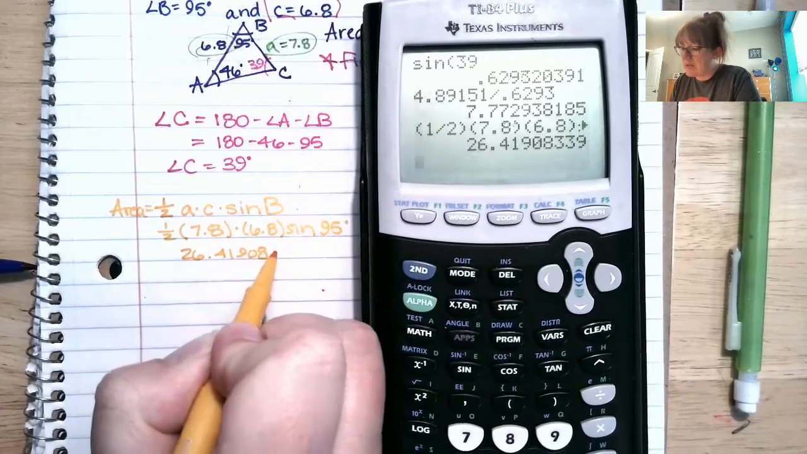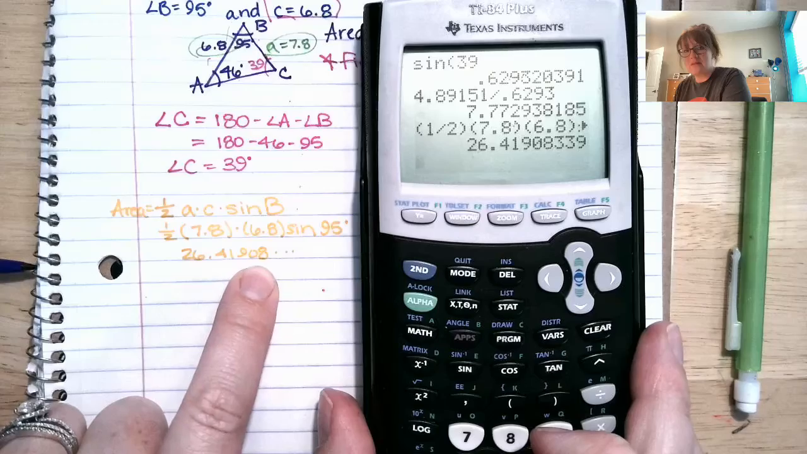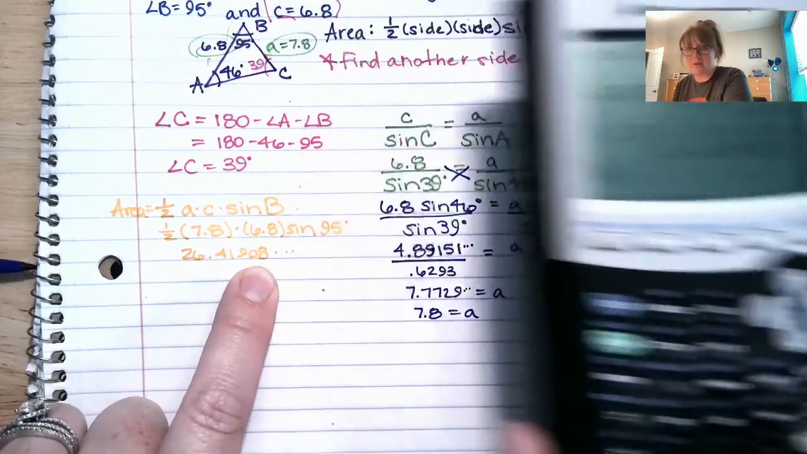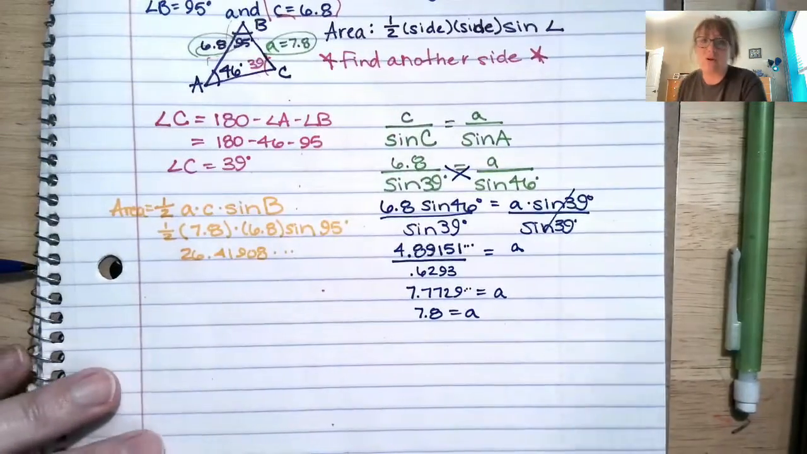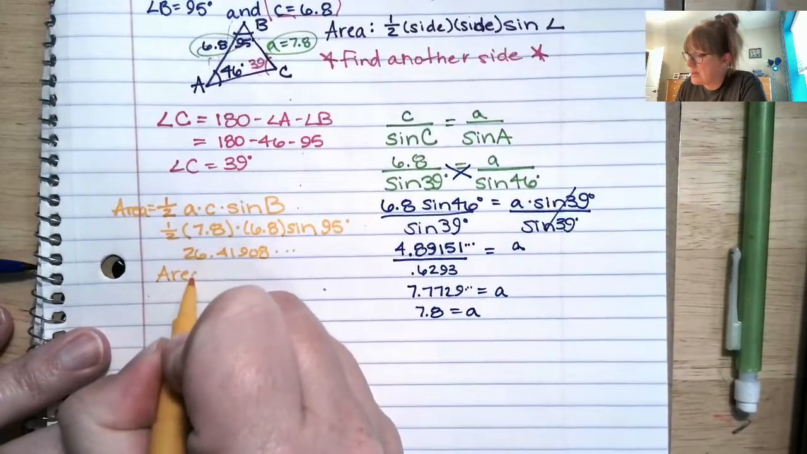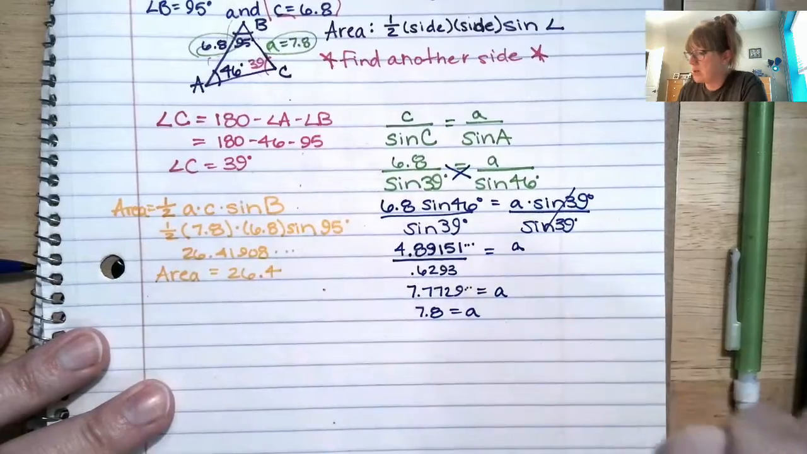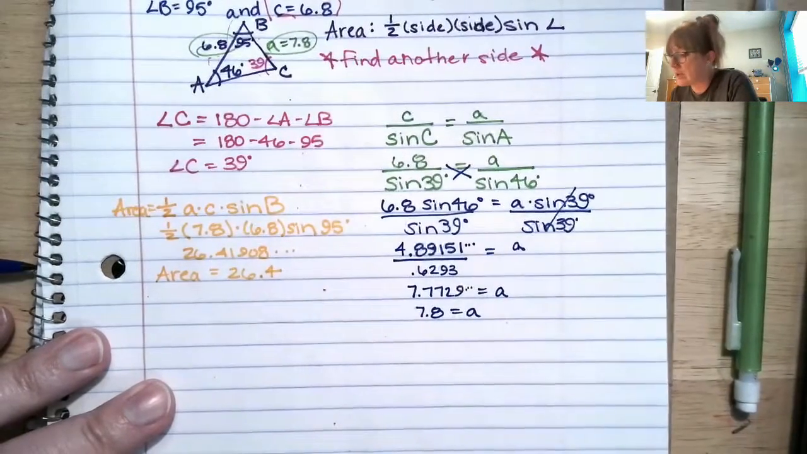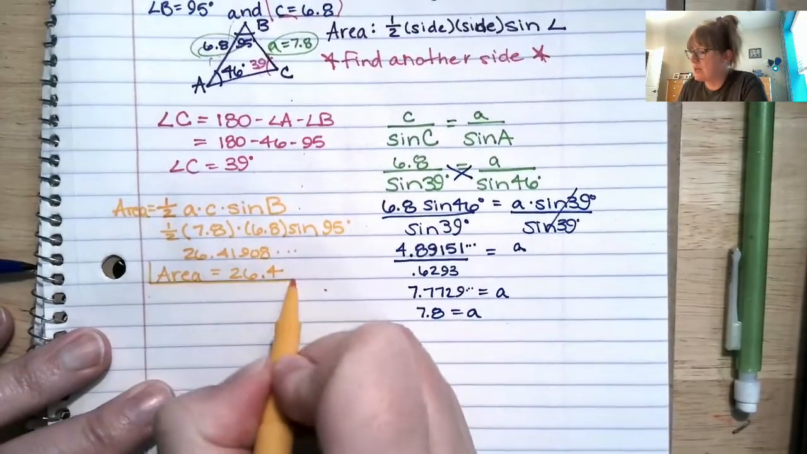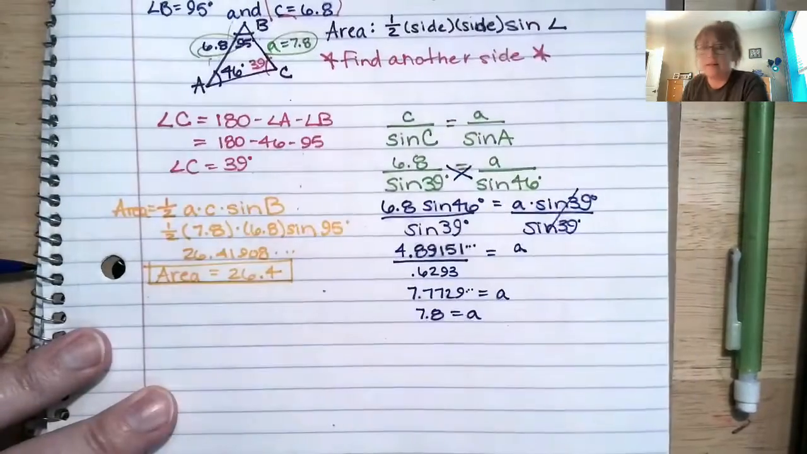26.41908. If you did a little bit at a time, you might be a little off closer towards the end of this decimal here, which is fine. It's not going to make that big of a difference to affect the answer of our problem here. Okay, so we're going to say the area is 26.4 whatever units we're talking about. They didn't give us the units, so we're good. That's the area of the triangle. That is it today.